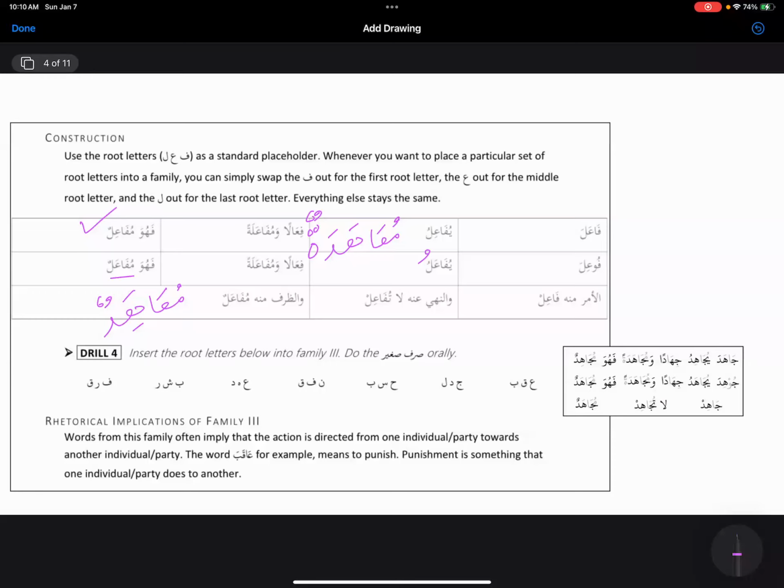Mu'ahadun. Very good. Al-amru minhu ahid, and wa nahi anhu la tu'ahid. Very good. Wa zarfu minhu mu'ahadun. Very good. Mu'ahad. Barakallah. Mu'ahadun. Beautiful. Ain is weak, sorry. It's okay.